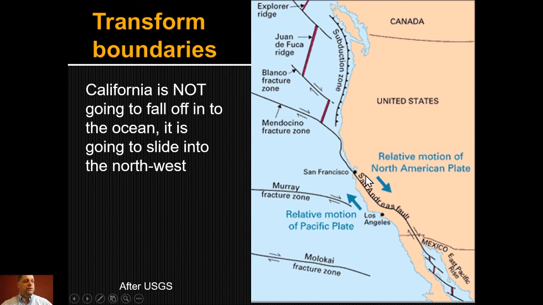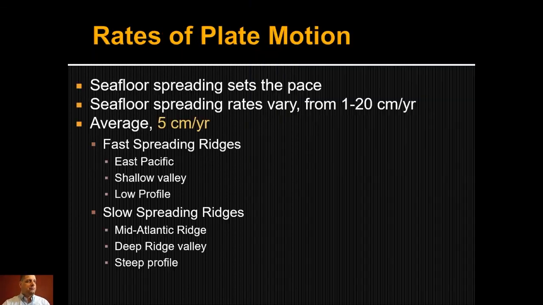Notice here also, this part of the North American boundary is a transform boundary, but this part is a subductive boundary, right? So we have a transform boundary, and we have a convergent boundary. These things probably change over time as the motion of the plates changes.